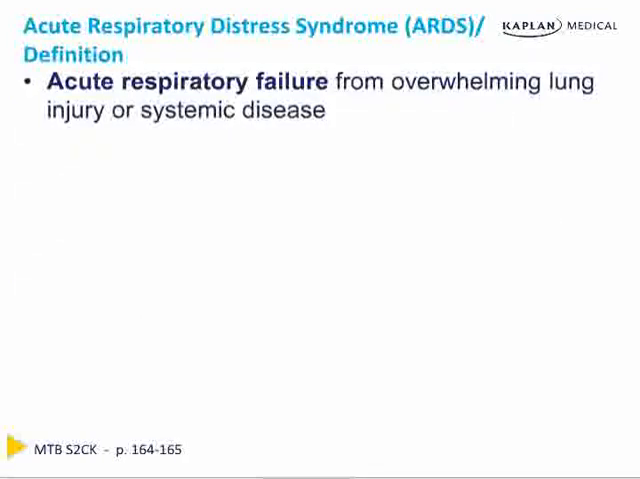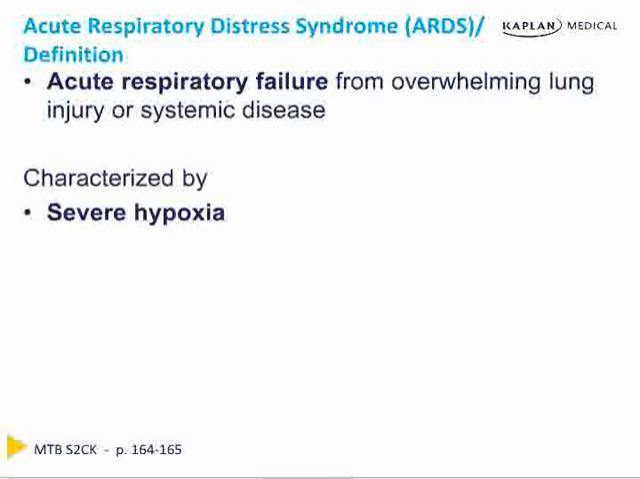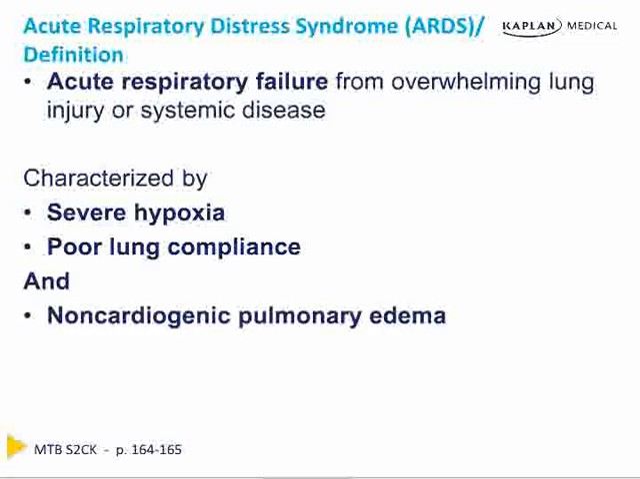To conclude our lecture, let's discuss acute respiratory distress syndrome. Acute respiratory distress syndrome, also known as ARDS, is an acute respiratory failure that can either occur from an overwhelming lung injury or from some systemic disease that actually secondarily affects the lung. It's characterized by the following: severe hypoxia, poor lung compliance, extremely stiff lungs. And the patient will have non-cardiogenic pulmonary edema.